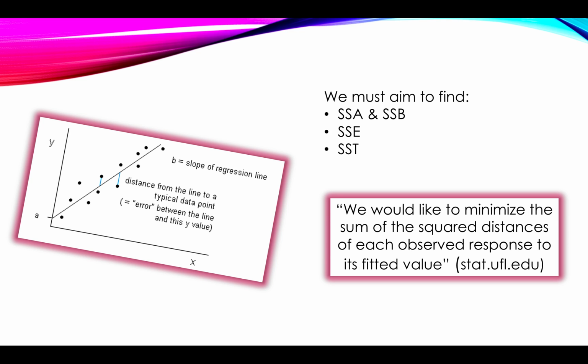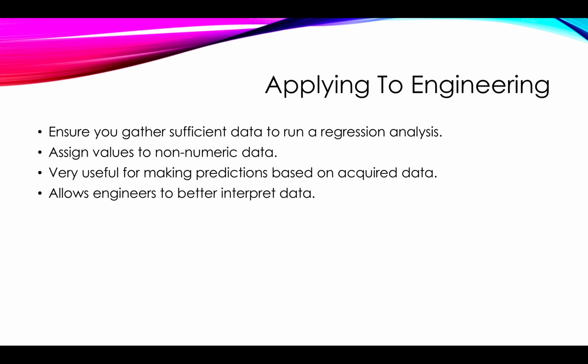In order to do this, we have to find something called the SSA, SSB, SSE, and SST. Now, this is going to be the sum of the squares of our A variable, B variable, error, and the total of these sums of squares.